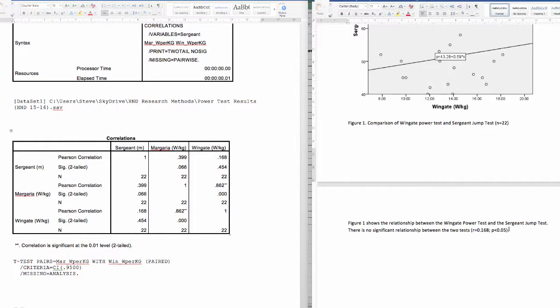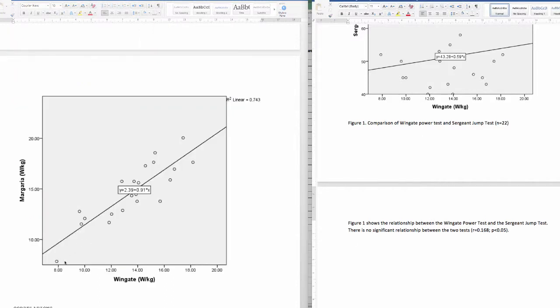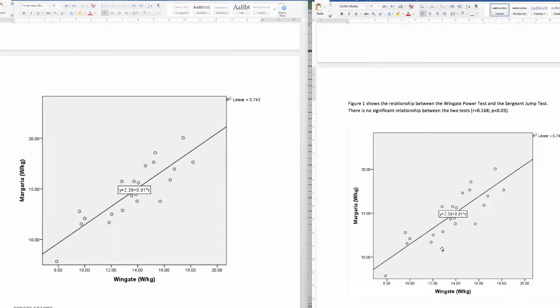That's pretty strong, really. The next graph to include will be the comparison between the Margarita and the Wingate test, and here it is through the SPSS package. So all I need to do is right click on it, copy it. Yeah, this is a Mac that I'm doing this on, so it'll look different on a PC, and then all I need to do is paste it.